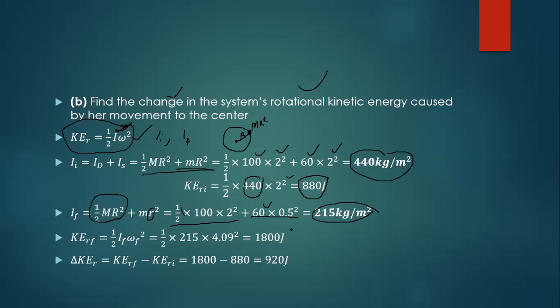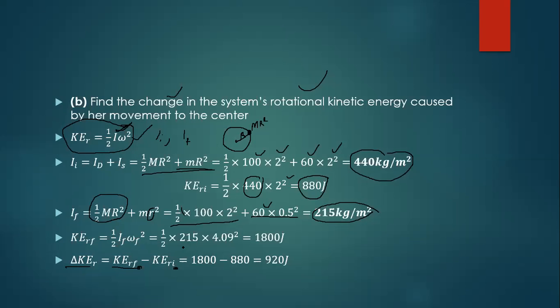So now, how do we compute this? Because we want to find a change in rotational kinetic energy. The change in rotational kinetic energy will be kinetic energy final minus kinetic energy initial. We compute kinetic energy final by getting one half times the moment of inertia final multiplied by the angular velocity final, just like the way we did initially.